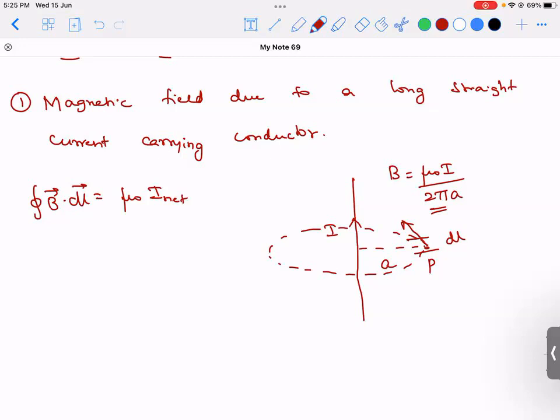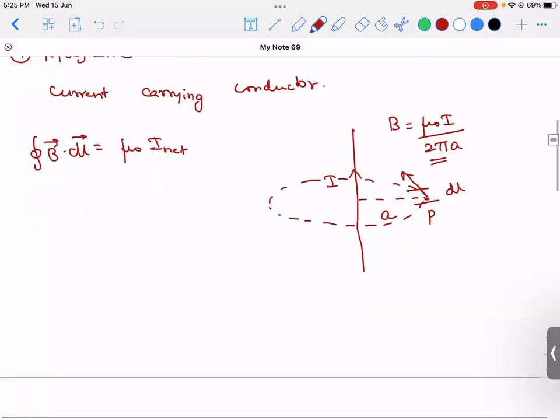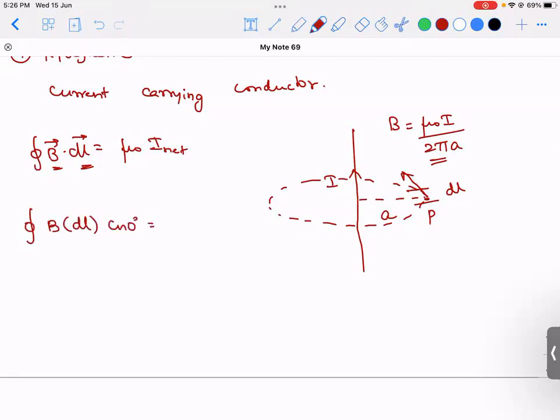Clear? Is it clear? If you observe in this scenario, B and dl are both in the same direction, because the magnetic field is also into the plane and we have considered dl also to be in the direction of the magnetic field. So I can write the line integral of B dl cos 0 degrees is equal to mu naught into the total current enclosed by the Amperian loop. It is I, because there is only one current carrying conductor. Correct? So B is a constant, and the line integral of dl cos 0, which is 1, is equal to mu naught into I.